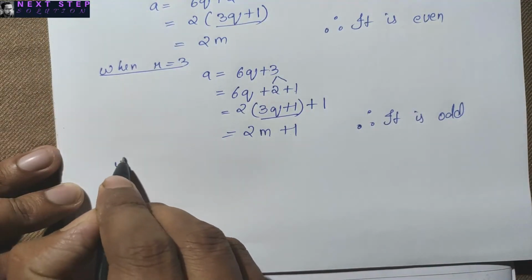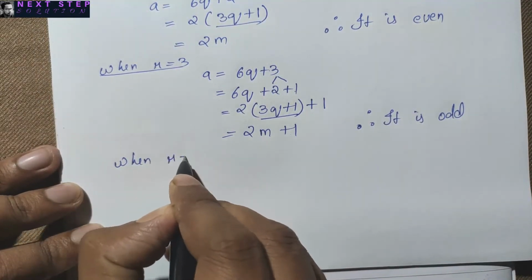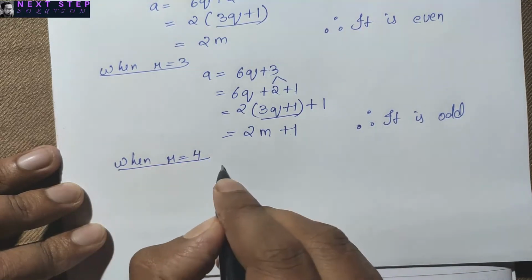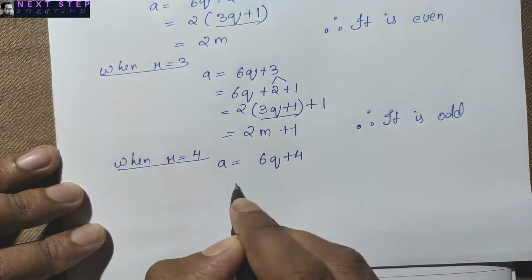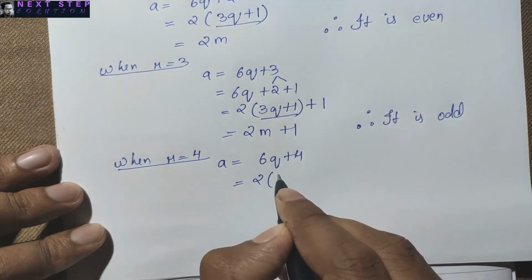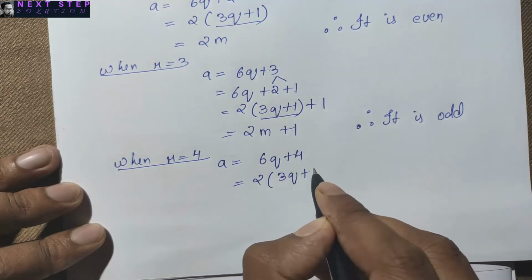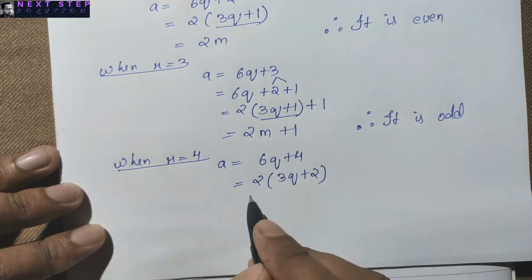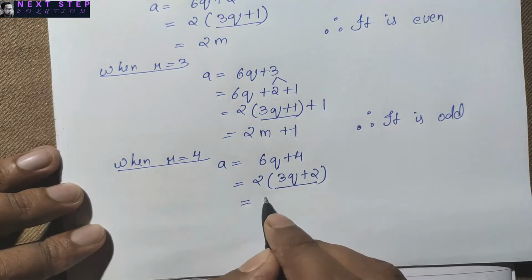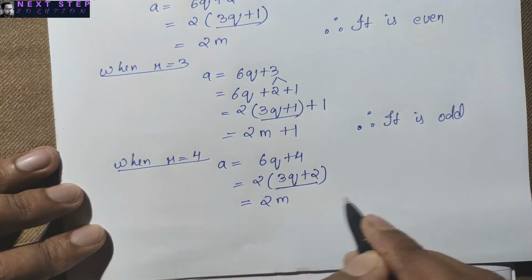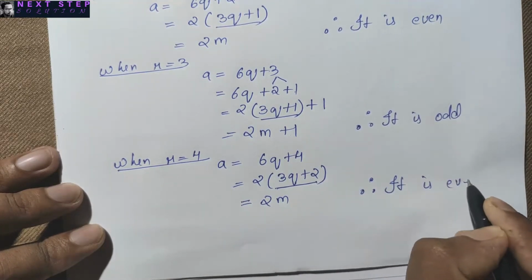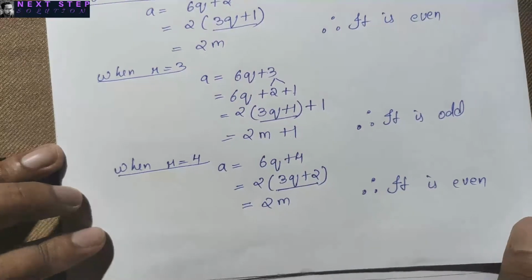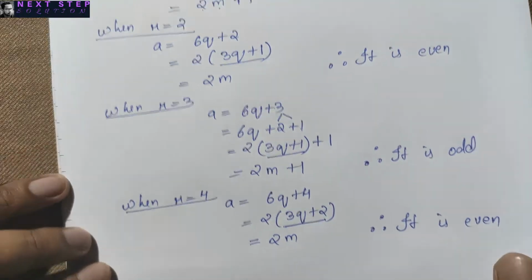When r equals to 4, now a will be equal to 6q plus 4. Now, if we take 2 common, this will become 3q plus, this will become 2, because we have taken 2 common. Now this whole thing, if I consider as m, it will become 2m. Now product of 2 is an even number, therefore it is even. Now furthermore, after 4 we are going to check with 5.